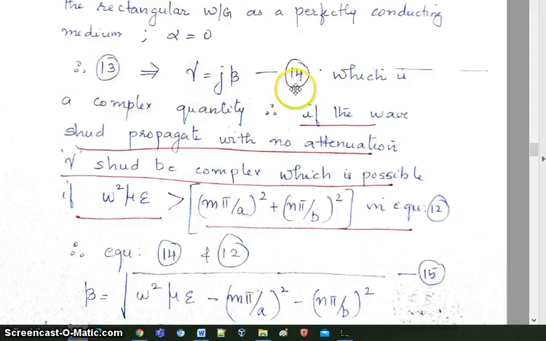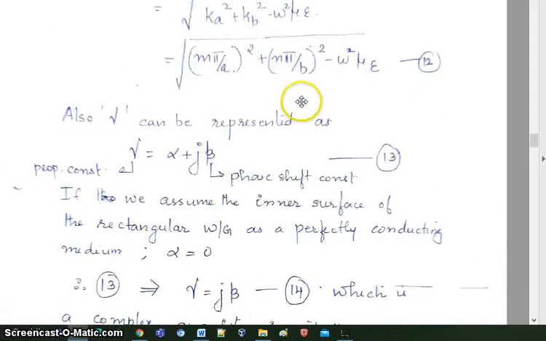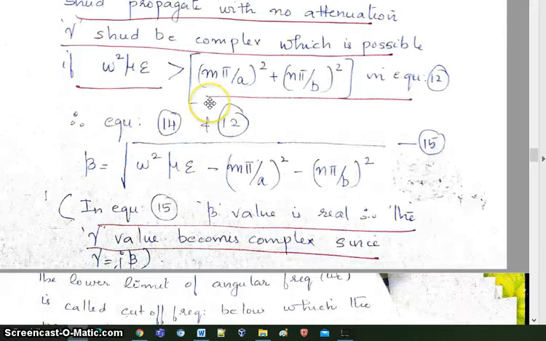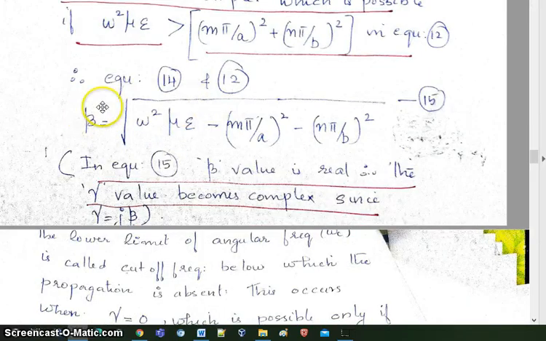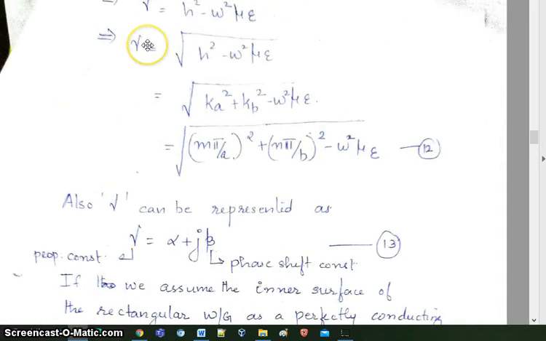Using equation 14 and equation 12, I can write what gamma is. Using equations 14 and 12, I can write beta is equal to square root of omega square mu epsilon minus m pi by a the whole square minus n pi by b the whole square. Right, because here it is gamma. Gamma means it is equal to j beta, right?